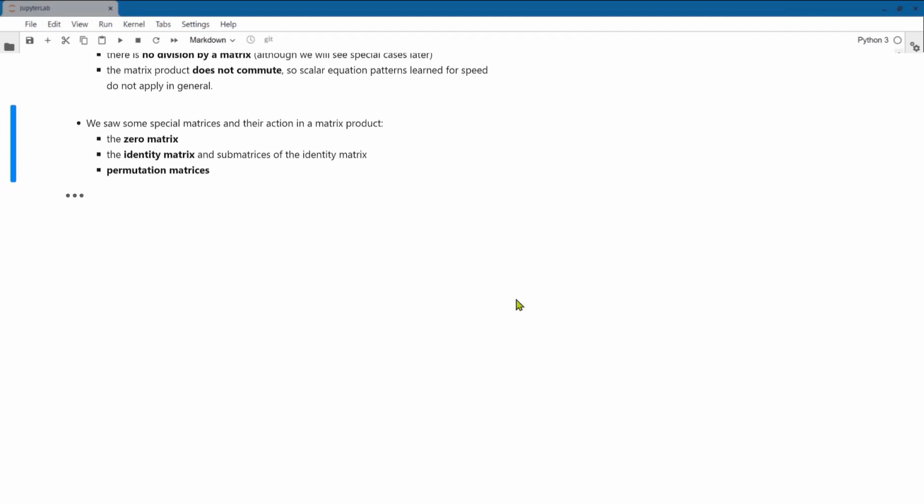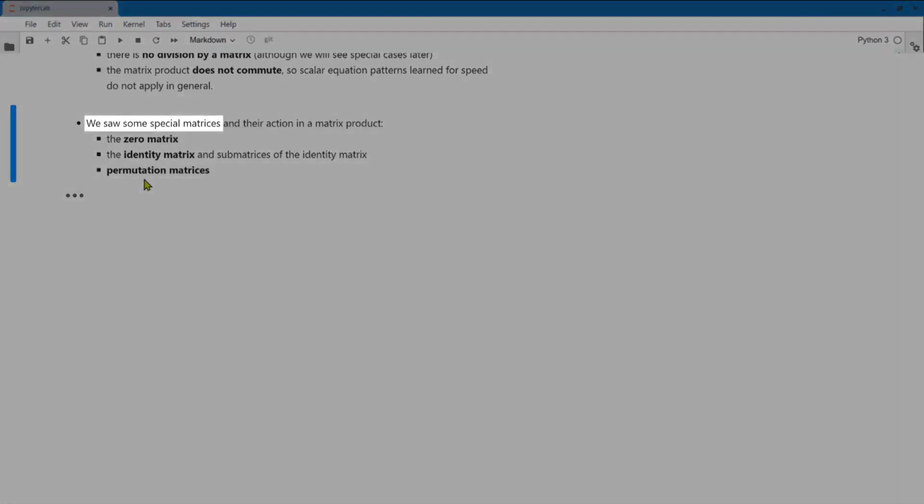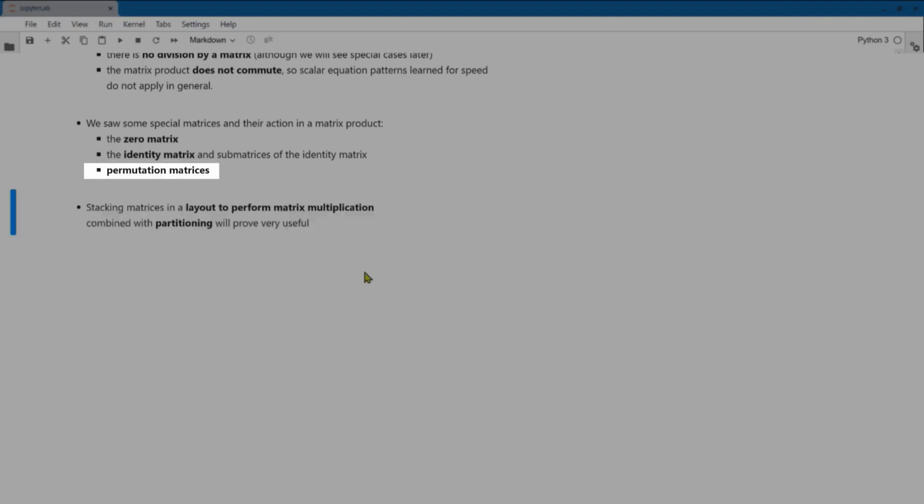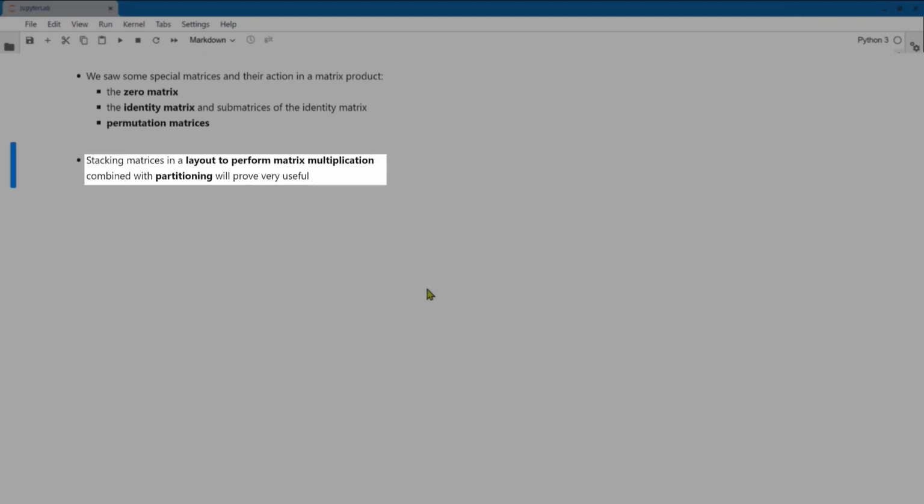We've also seen some special matrices that do interesting things when we multiply them into a given matrix A. We've seen the zero matrix, the identity matrix, and permutation matrices. And we've seen the fact that we can stack matrices in a layout to perform matrix multiplication. When we combine that with partitioning in the layout, that will prove very useful.